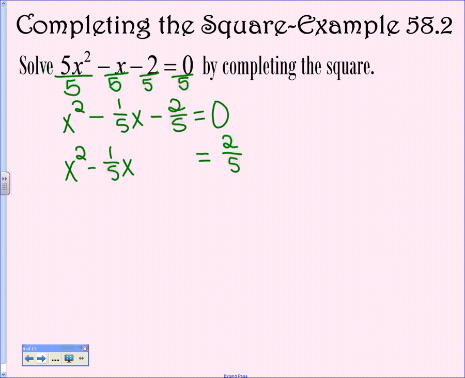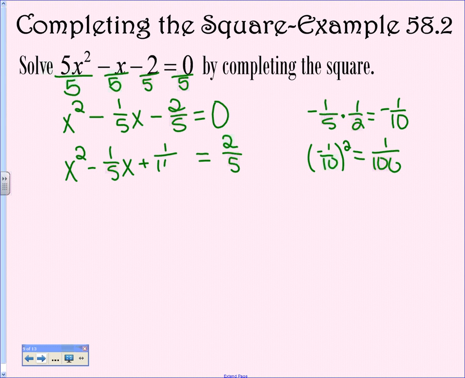Now what do we do? Okay, so negative 1/5 times 1/2 is negative 1/10. What do we do with that negative 1/10? Square it, which is 1 over 100. Does that make sense? Okay, so now what do we do? Yep, because it's squared. This number over here with the x.